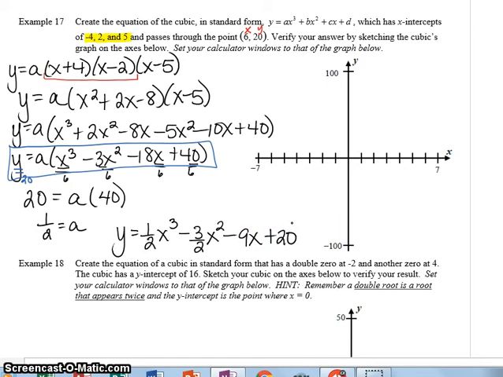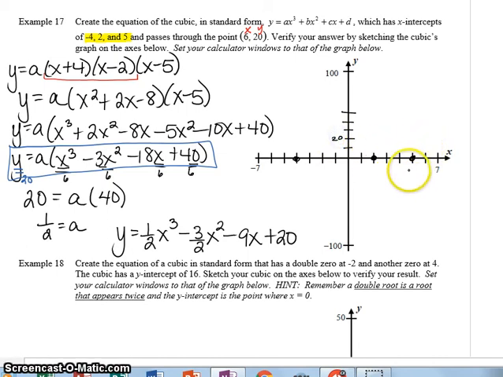Okay, from there it says verify your answer by sketching the cubic graph on the axes below. Now you already knew your zeros, so you're at -4, you're at +2, and +5. Those are my zeros, okay? You know it has to pass through the point (6, 20). So now, remember, this is 50. This would be 10, 20, 30, 40. So there's my 20. And you have to be at (6, 20).